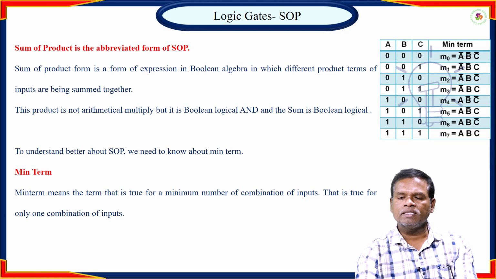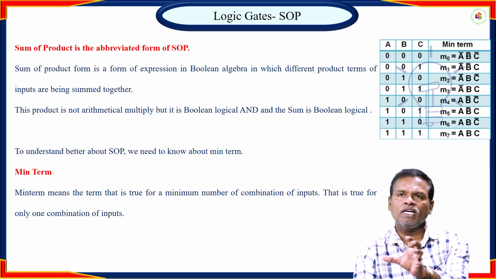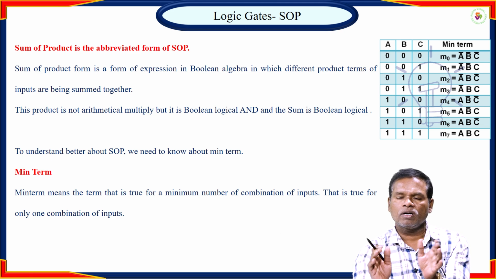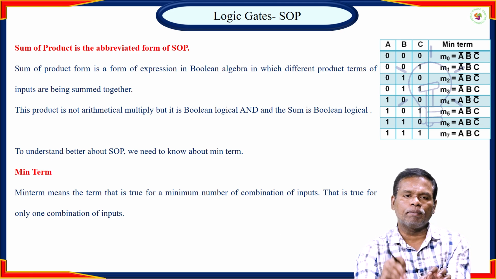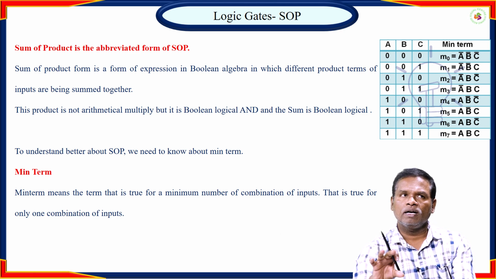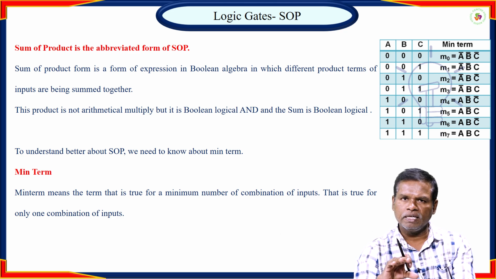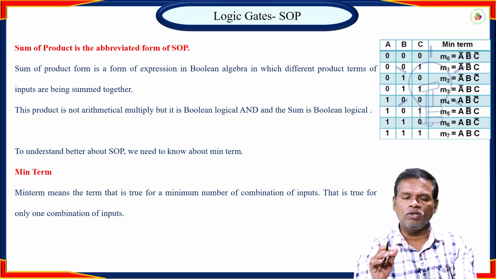Here, as the name indicates, sum of products, that means there will be different product terms and all of them will be summed up. This product or sum is with respect to Boolean algebra, not linear algebra. That's why we call it Boolean algebra, Boolean functions, Boolean equations, Boolean gates, logic gates. So please remember that this is not Boolean linear algebra but Boolean algebra.